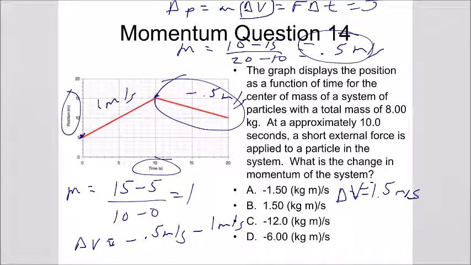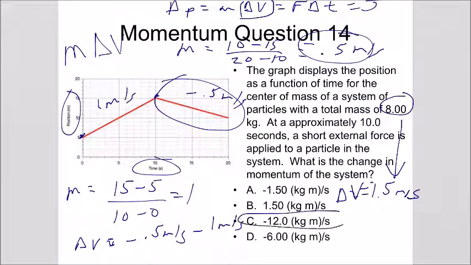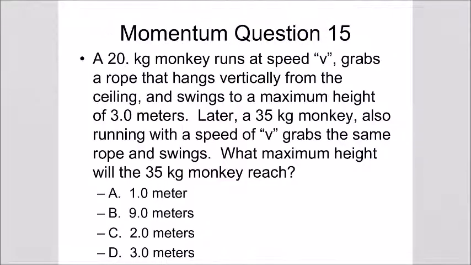To find the change in momentum, we need to take mass times change in velocity. So our mass in this problem is 8 kilograms. We're going to multiply that by our change in velocity, and we're going to end up with negative 12 kilogram meters per second. So our answer on 14, C. All right, here's problem 15.